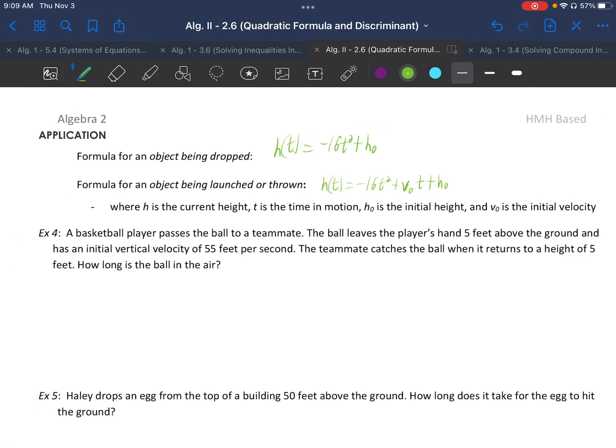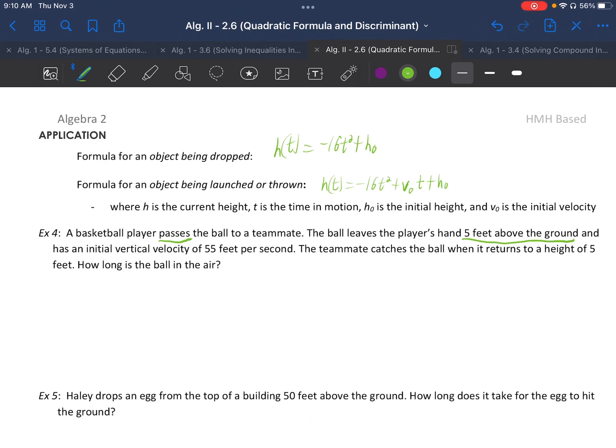So example 4, a basketball player passes the ball to the teammate. The ball leaves the player's hand 5 feet above the ground, has initial velocity of 55 feet per second. The teammate catches the ball when it returns to a height of 5 feet. How long is the ball in the air? All right, important information. The idea that they're passing the ball might be helpful. That tells us that there's force behind it. It's not just being dropped, which tells us to use this bottom equation.